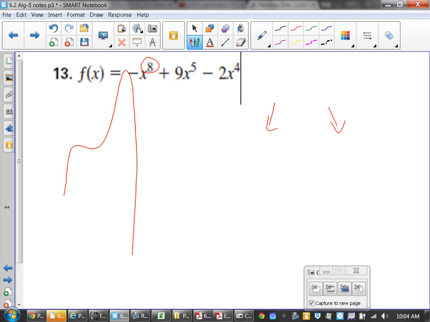If you have this function, negative x to the 8th plus 9x to the 5th minus 2x to the 4th, and let's say I set it equal to 0. You know where I'm going, don't you? I'm going to find points, which means I'm going to want to, what's that nasty F word you guys don't like? Factor.